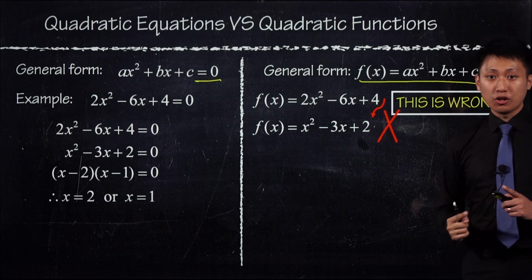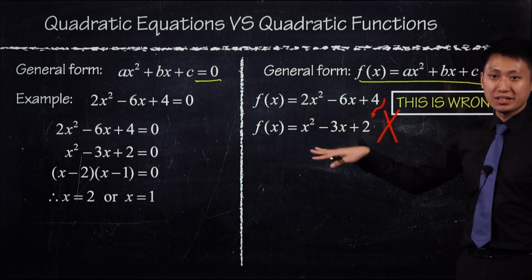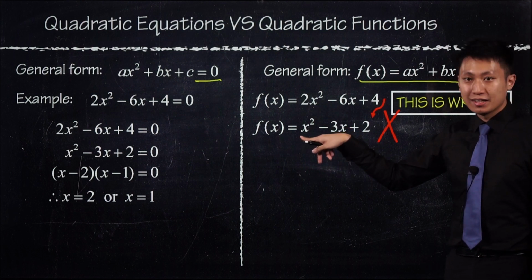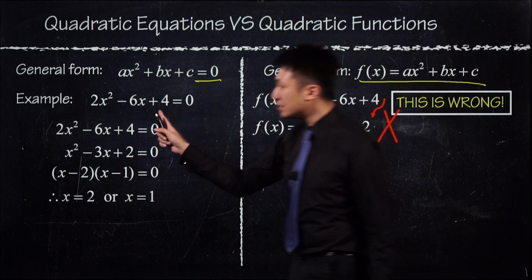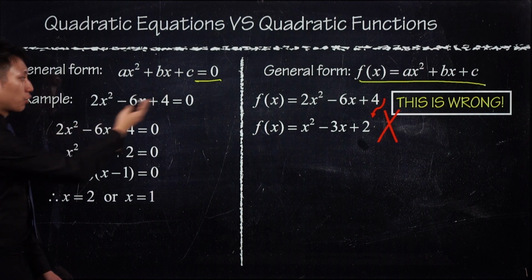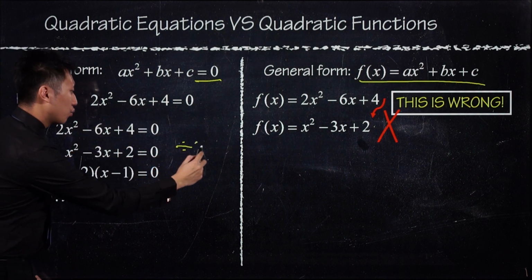The answer is: cannot. Why? You change the nature. f(x) means this. This one is not f(x) anymore. This one is f(x) divided by 2. But if you see this, this is a quadratic equation, so equals 0. Then after that, here you divide by 2.